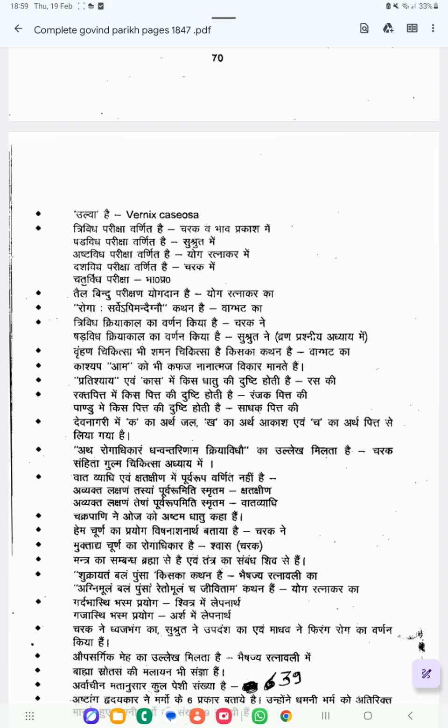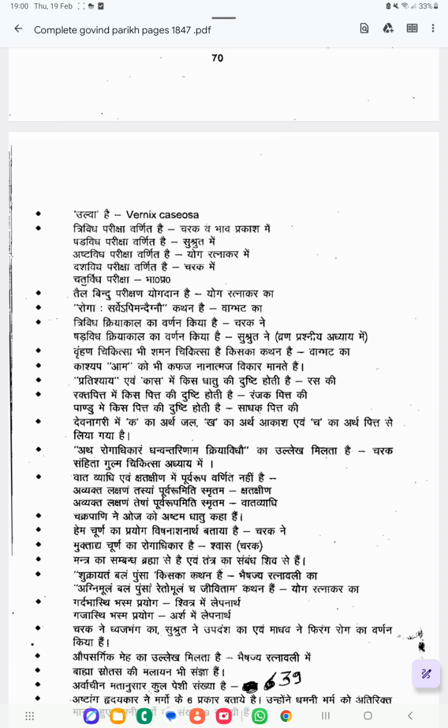Then next one is Vata Vyadhi and Kshataksheena. In these two conditions you don't get Purva Rupa. Avyakta Purva Rupa you can get in Vata Vyadhi and Kshataksheena. Kshataksheena is due to trauma, due to accidents. Before getting the accident we don't get any Purva Rupa, directly we are getting the Lakshana. So that's why in Kshataksheena you can't get Purva Rupa. In Vata Vyadhi also there is no Purva Rupa. Avyakta Lakshanam Tasyam Purva Rupa Miti Smritam, Avyakta Lakshanam Tesham Purva Rupa Miti Smritam Vata Vyadhi. So in both the conditions, Purva Rupa is Avyakta.